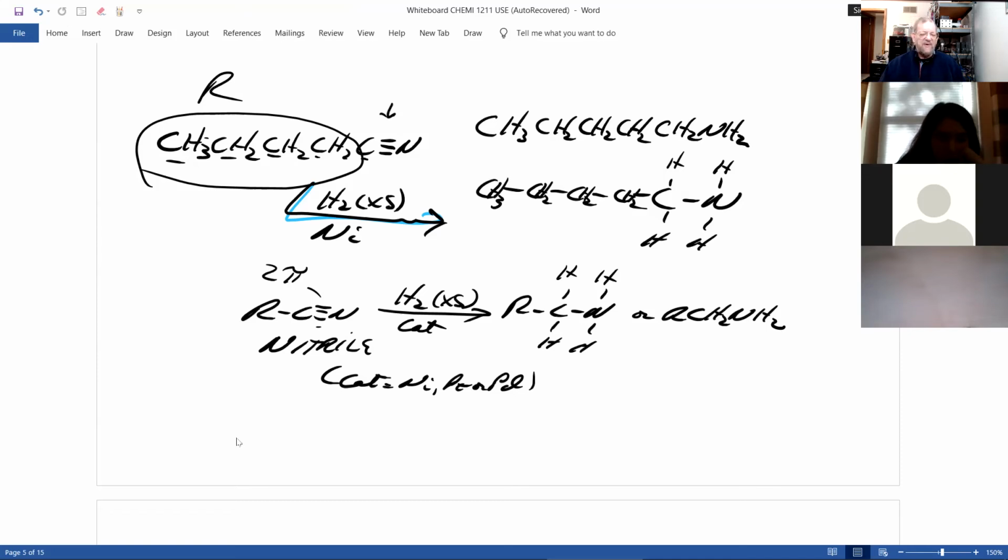And remember, for primary amines, there's 3 bonds to nitrogen, which is why it has 2 hydrogens. Now, say hello to a very old friend of mine.